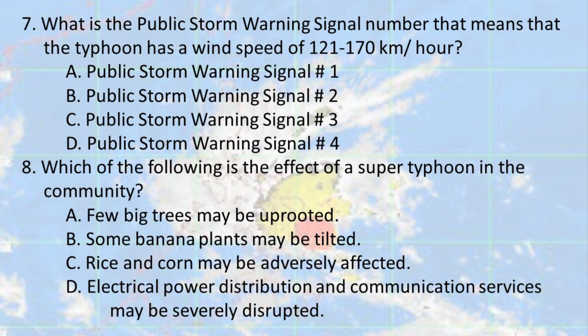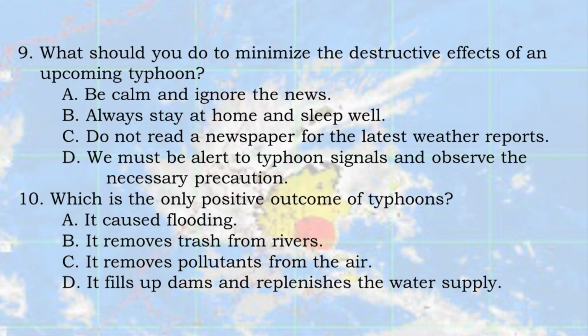8. Which of the following is the effect of a super typhoon in a community? A. Few big trees may be uprooted. B. Some banana plants may be tilted. C. Rice and corn may be adversely affected. D. Electrical power distribution and communication services may be severely disrupted. 9. What should you do to minimize the destructive effects of an upcoming typhoon? A. Be calm and ignore the news. B. Always stay at home and sleep well. C. Do not read a newspaper for the latest weather reports. D. We must be alert to typhoon signals and observe the necessary precaution.